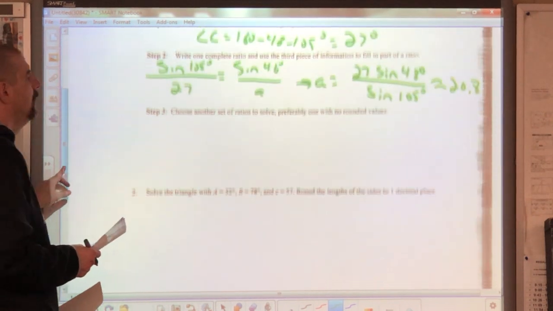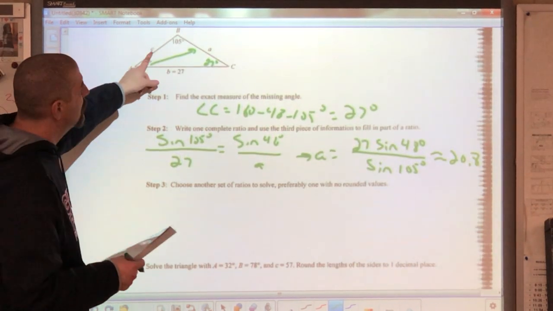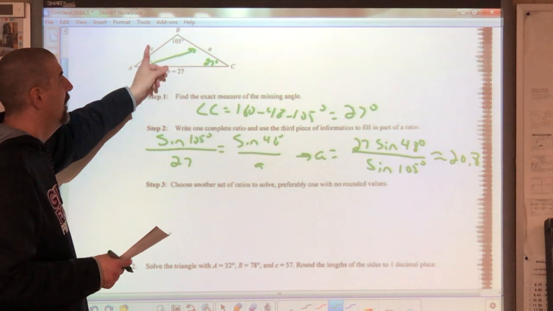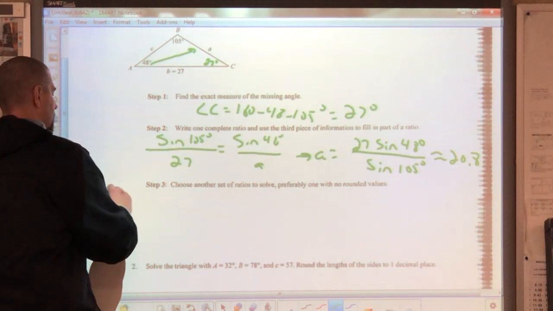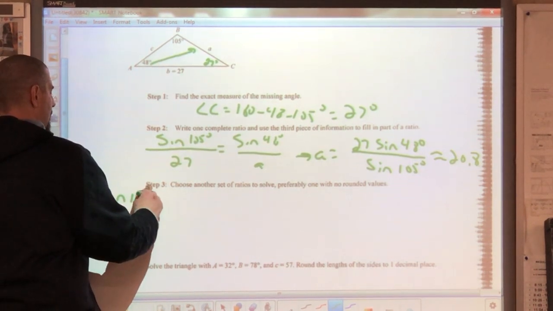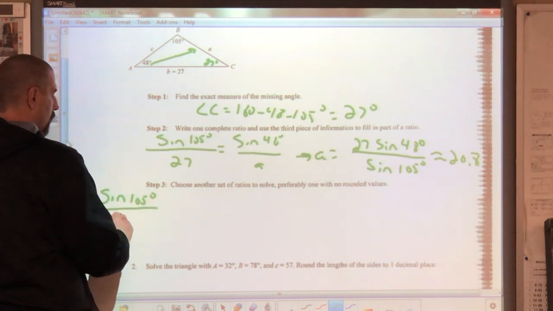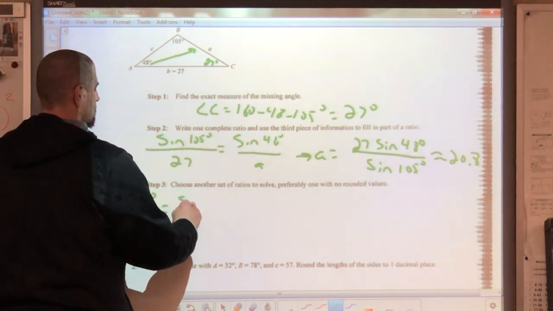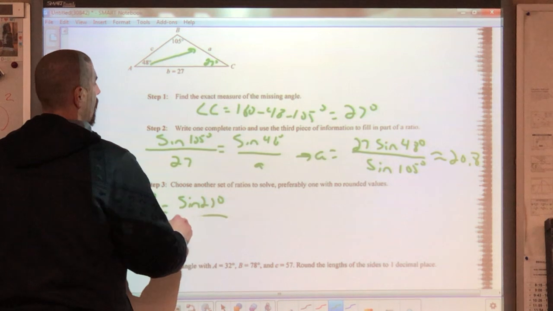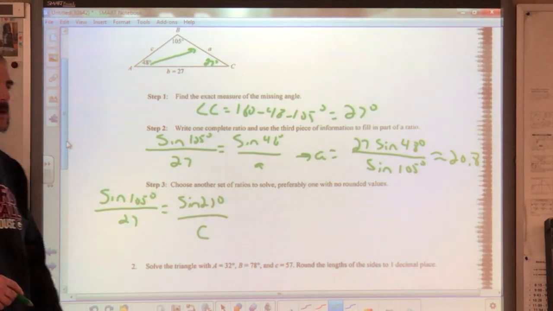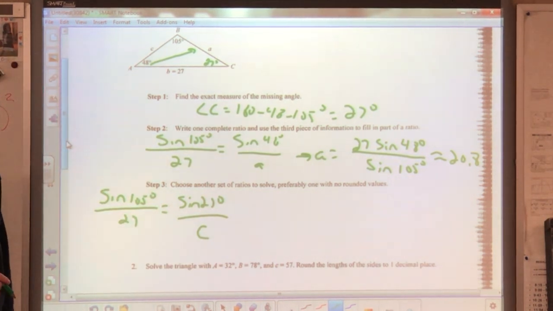Now choose another set of ratios. Now I want to solve for C. I'm still going to use this, and then I'll use that ratio. So I'm going to take sine 105 over 27 equals sine 27 over C. So we're going to solve that by how? I don't know, but, all right, there's a problem.